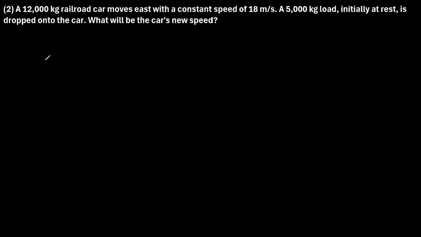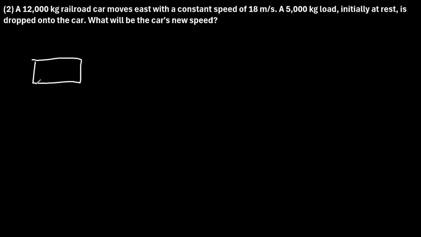All right, let's check out our second example. This says, a 12,000 kilogram railroad car moves east with a constant speed of 18 meters per second. A 5,000 kilogram load, initially at rest, is dropped onto the car. What will be the car's new speed? So let's sketch this out.